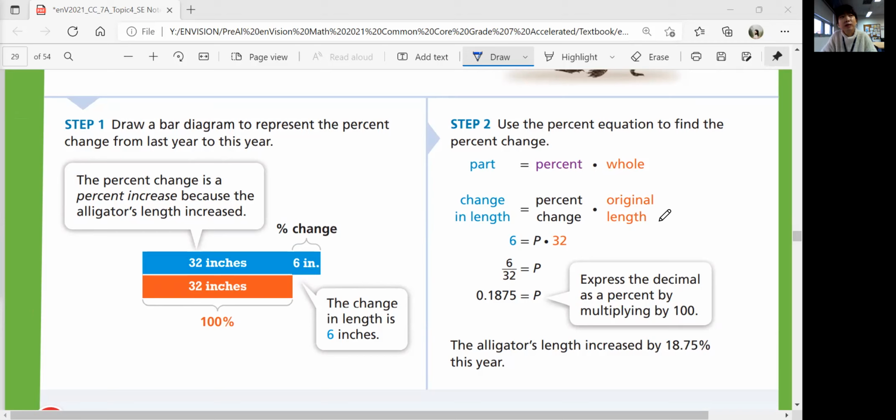6 divided by 32 is 0.1875. Change that to a percent by multiplying by 100. And that's 18.75%. So 6 inches is 18.75% of 32. And the alligator grew about 18.75%.